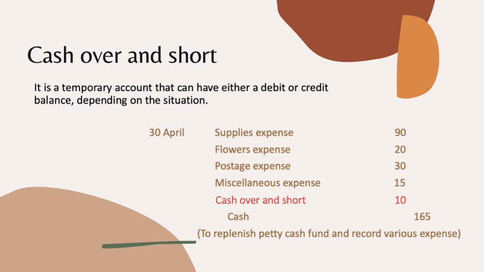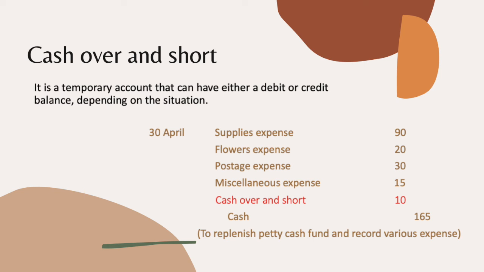Now, let us talk about cash over and short. When a petty cash fund is replenished, the amount of cash needed for replenishment should equal the total amount of receipts. However, this will not always be correct. Sometimes it may have a discrepancy in the result. So, cash over and short is a temporary account that can have either a debit or credit balance, depending on the situation.